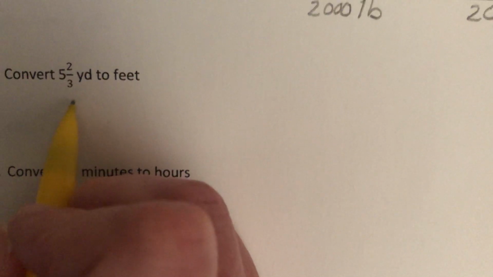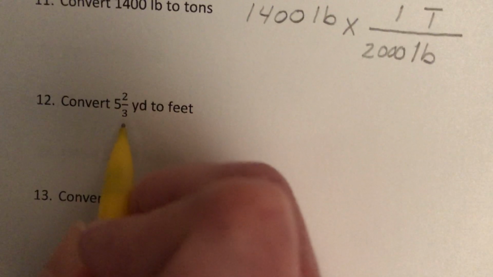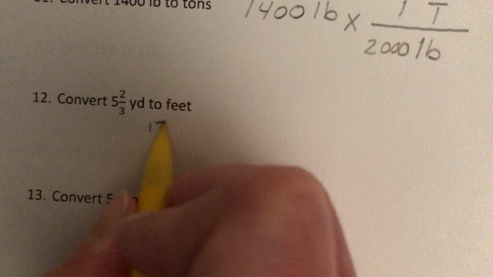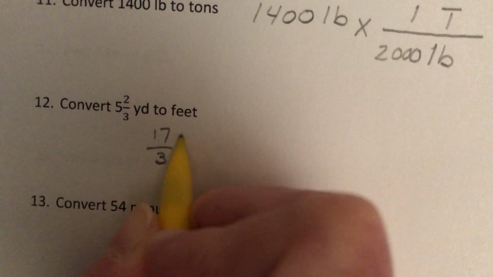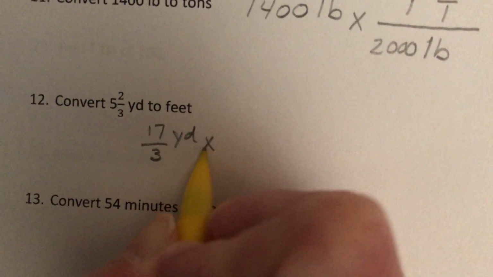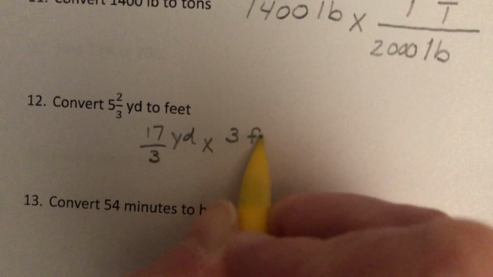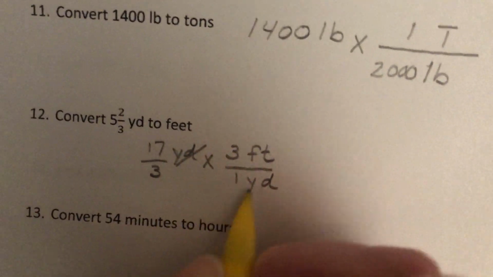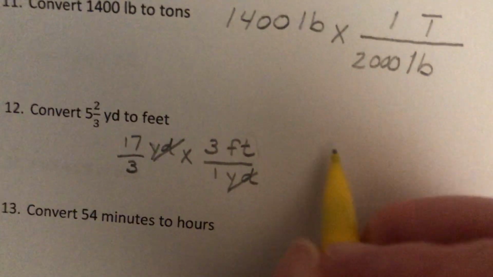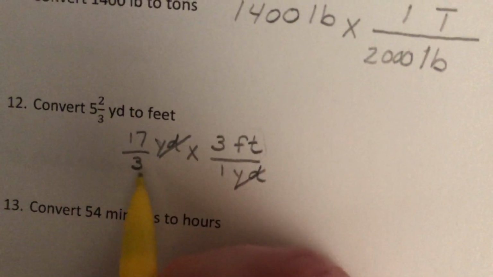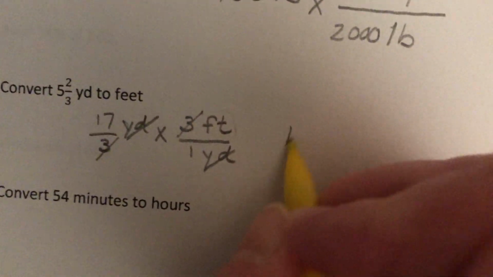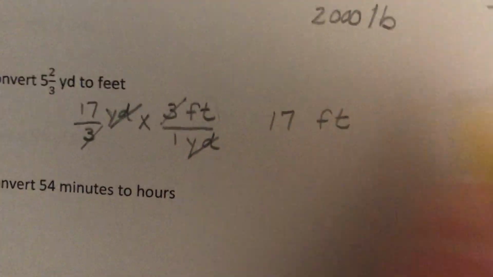Convert 5 2/3 yards into feet. So first change this into an improper fraction. 3 times 5 is 15 plus 2 is 17 thirds yards. And there are 3 feet in 1 yard. So now my unit is feet. 17 times 3 divided by 3, but we can shortcut this by just doing 3 divided by 3 is 1, and we get 17 feet.